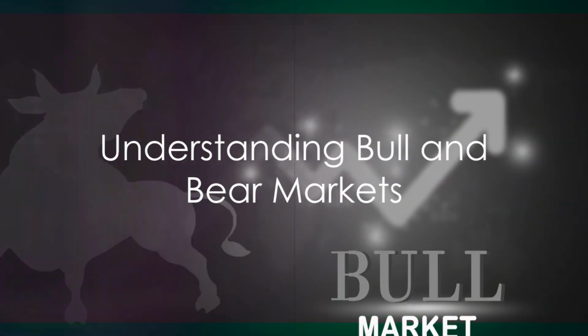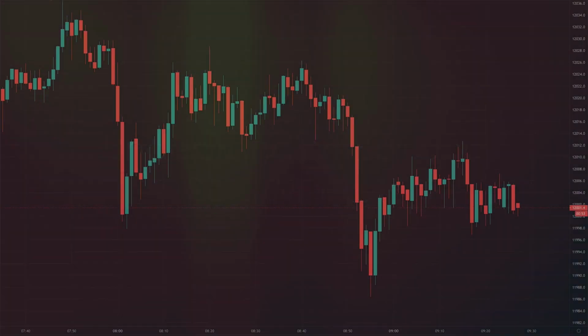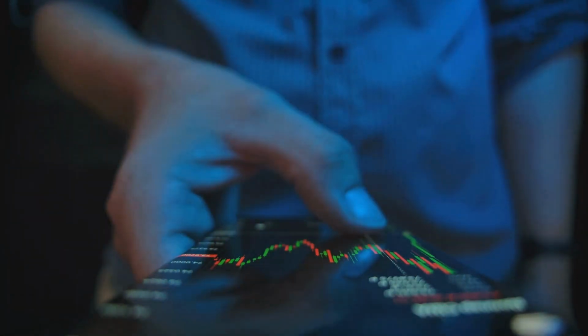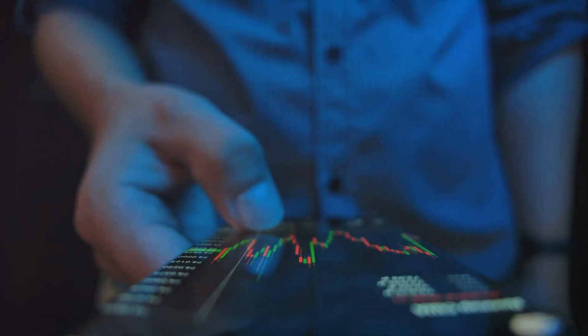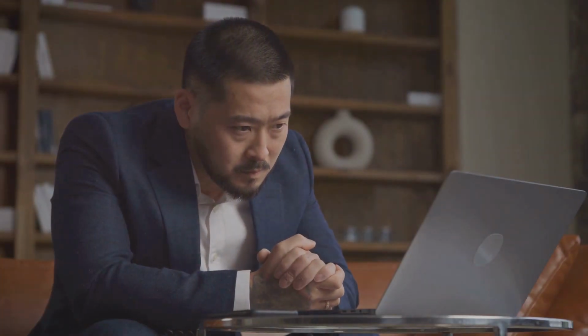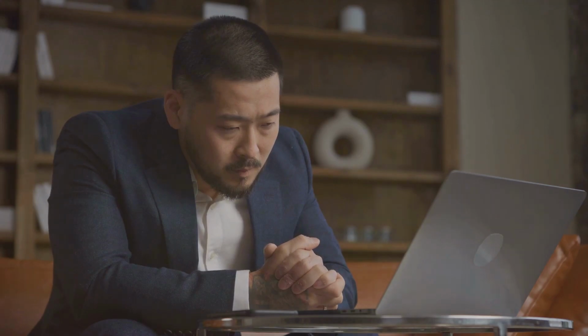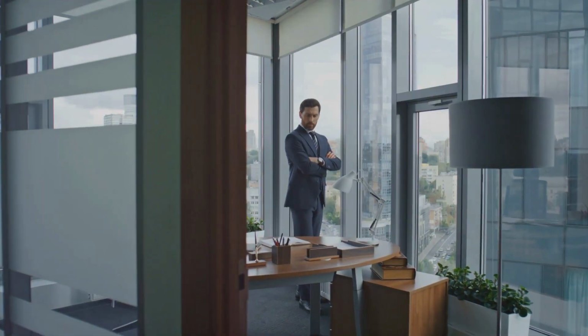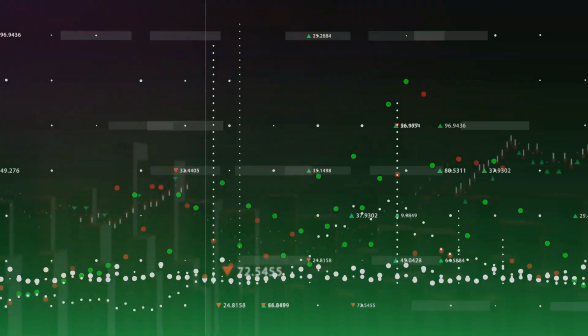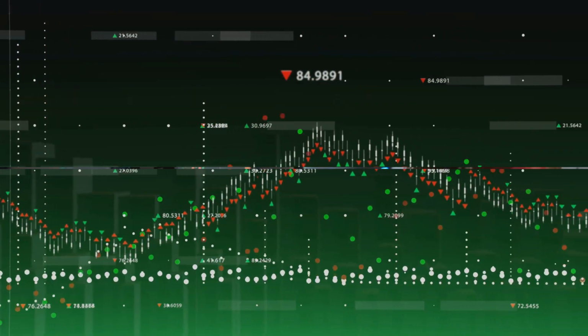Ever heard of bull and bear markets? In the financial world, these terms represent the market's overall direction. A bull market signifies times of optimism and economic growth, with rising stock prices. Conversely, a bear market indicates periods of pessimism, with falling stock prices. These shifts in market sentiment are often influenced by a myriad of factors, including investor confidence. Bull and bear markets reflect the economic cycle.